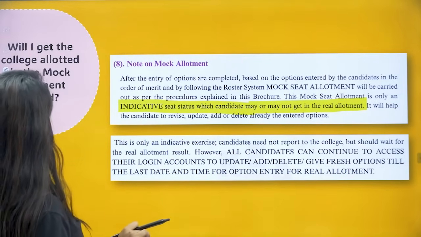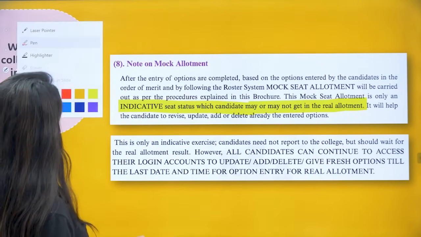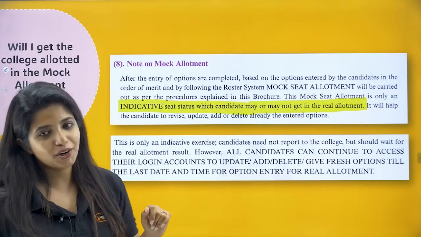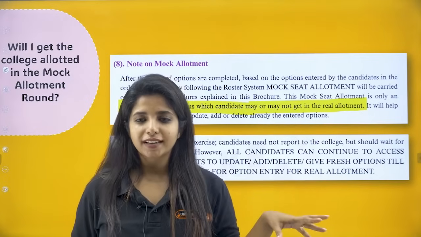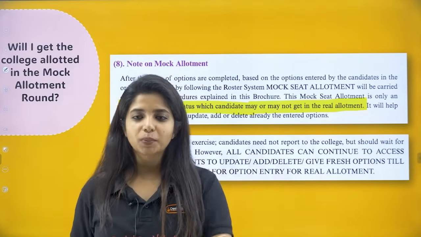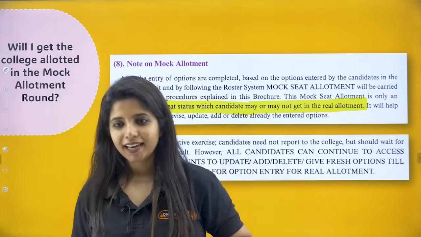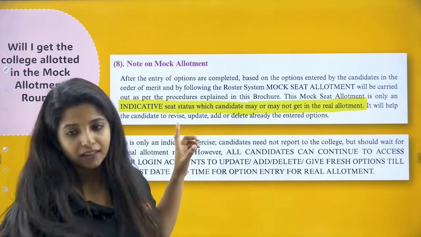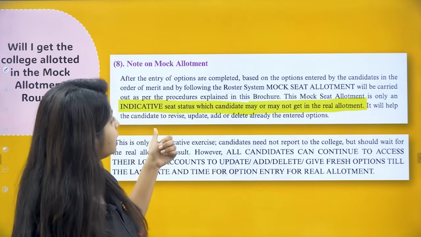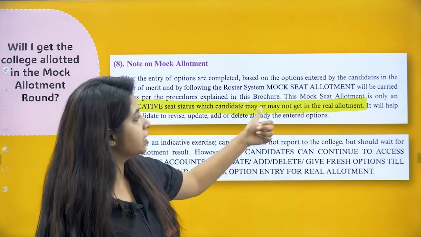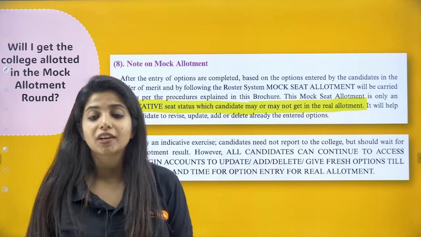Now with that, will I get a college allotted in the mock allotment round? Suppose I got X college. Do you think I can go ahead with the admission process? No. This is just, my dear children, an indicative seat status which a candidate may or may not get in the real allotment.